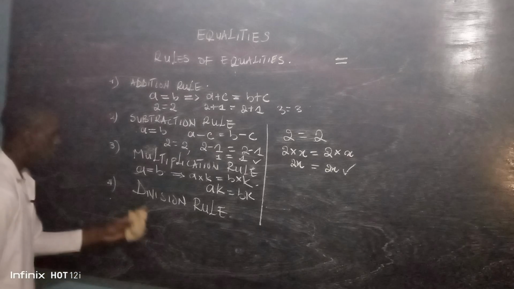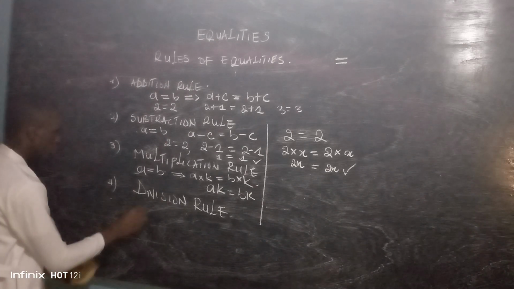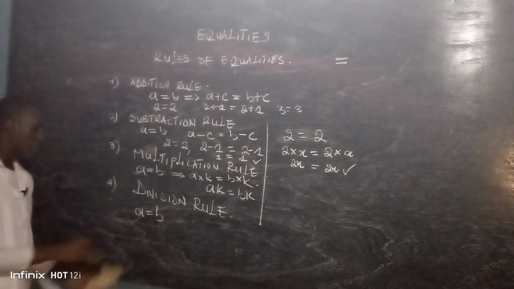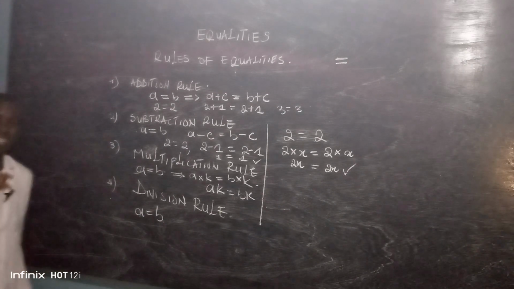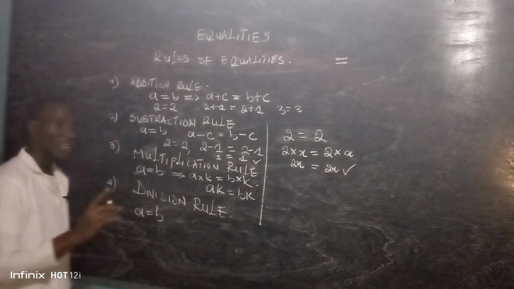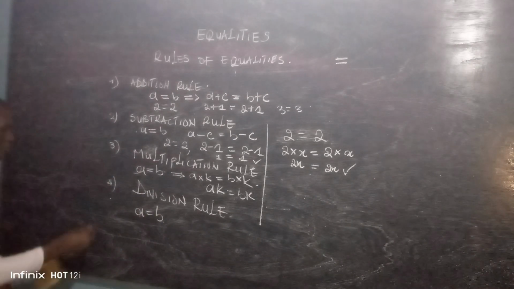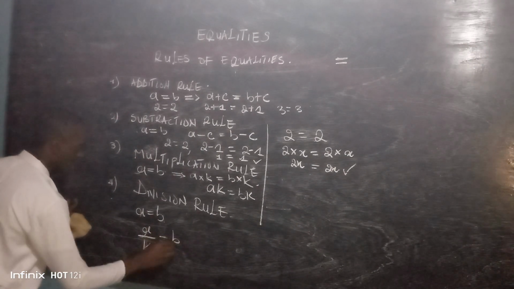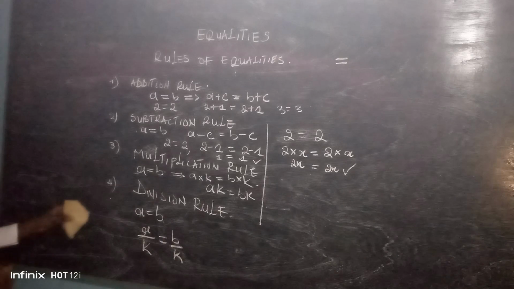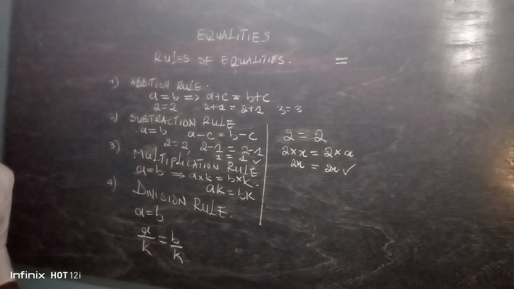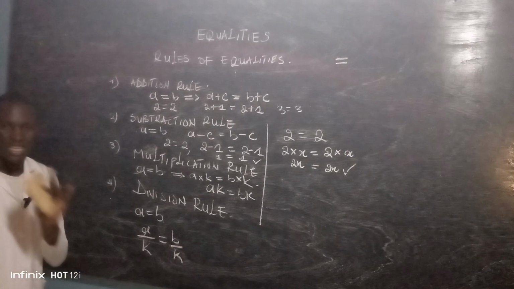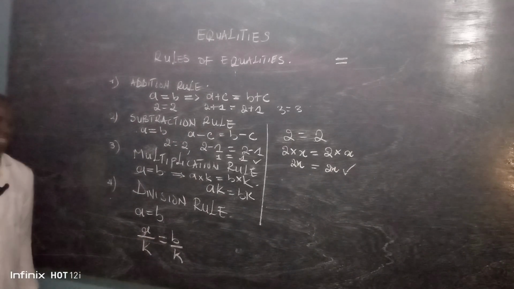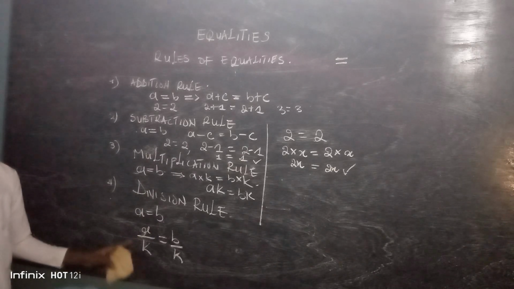Now let's clean this up and talk more on the division. The division rule of equality says if you have two things being equal, and I divide both sides of the equality by the same quantity, it leaves that equation virtually unchanged. So for instance, if I divide by k on both sides of the equation, the same quantity, it leaves that equation virtually unchanged. So this is how the division rule is applied.